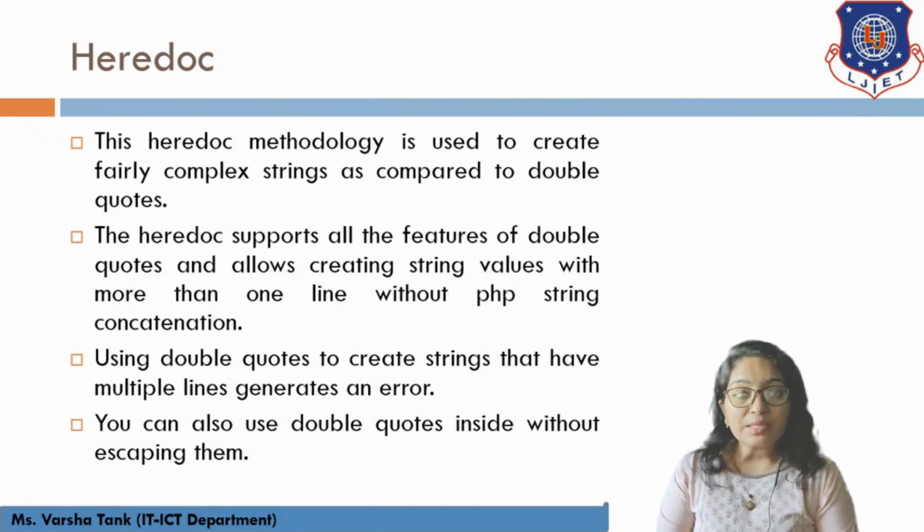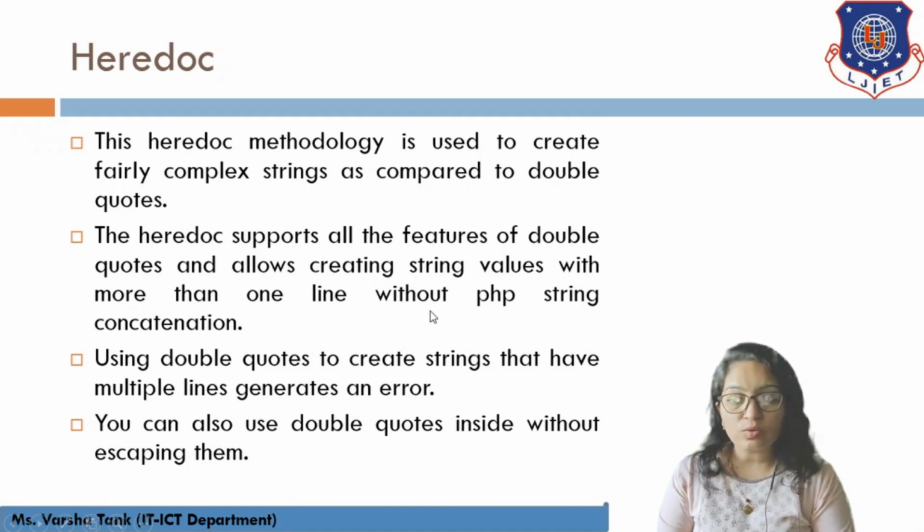Now the next type is heredoc, which means here document. This heredoc methodology is used to create fairly complex strings as compared to double quoted strings. It supports all the features of double quotes and allows creating string values with more than one line without PHP string concatenation. So you can define multiple lines using heredoc.